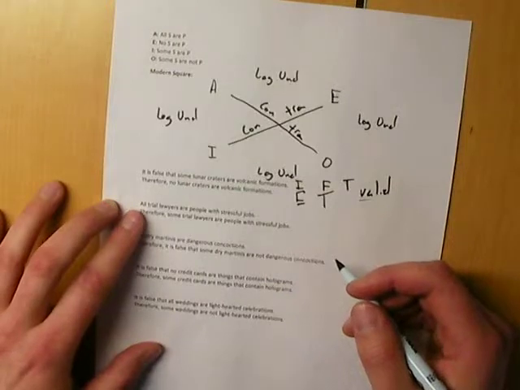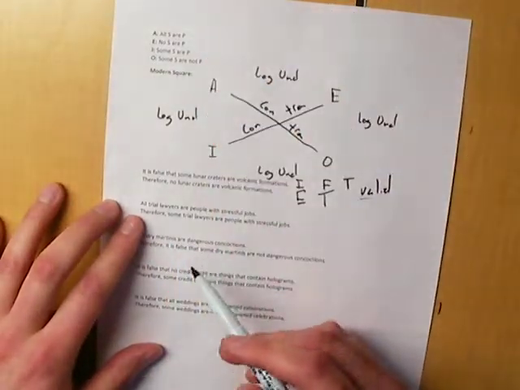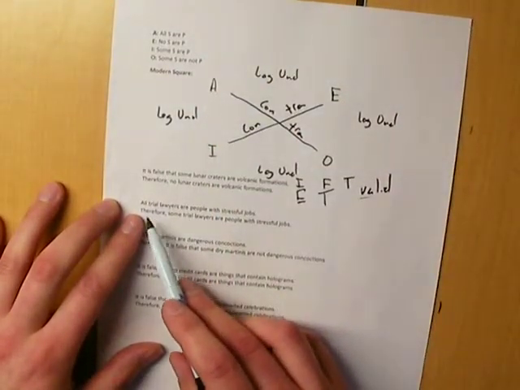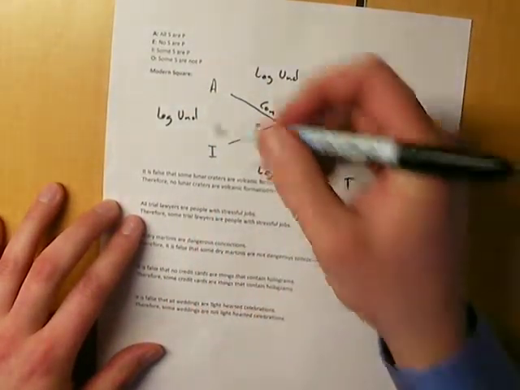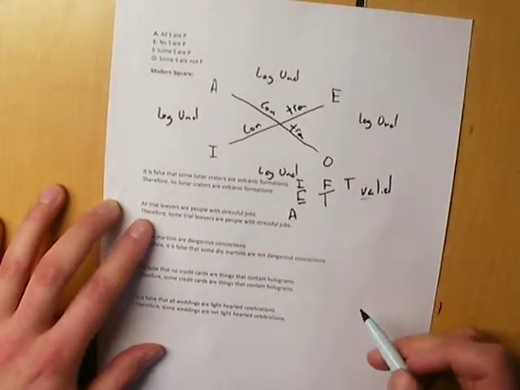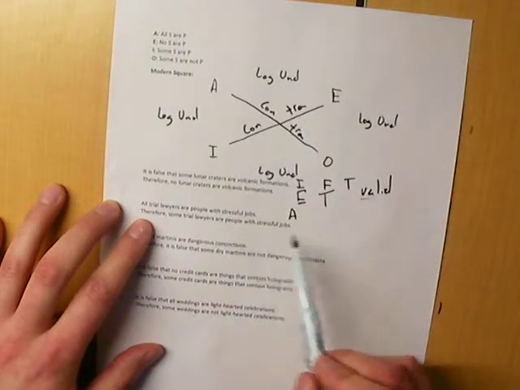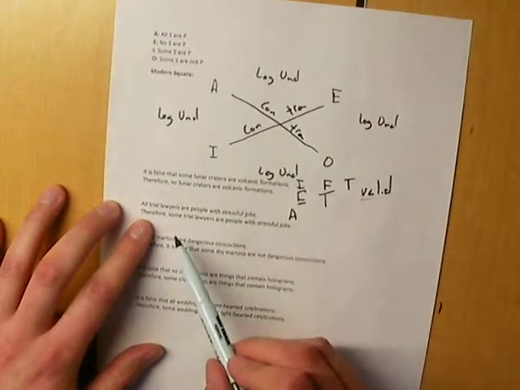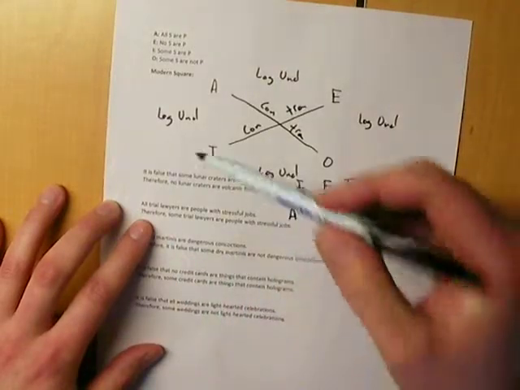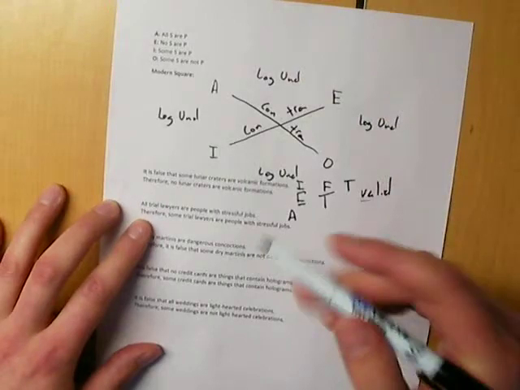So, all trial lawyers are people with stressful jobs, and we don't care about the content. Let's look at the structure. Let's identify the letter name. All SRP, our premise is an A. The conclusion, therefore, some trial lawyers are people with stressful jobs. And we don't care about the content, some SRP. This is why I have my notes up here, some SRP, that's an I.